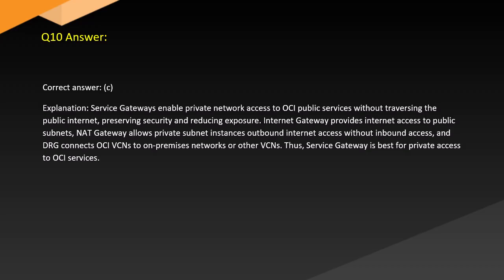Answer. Correct answer, C. Explanation. Service gateways enable private network access to OCI public services without traversing the public internet, preserving security and reducing exposure. Internet gateway provides internet access to public subnets. NAT gateway allows private subnet instances outbound internet access without inbound access. DRG connects VCNs to on-premises networks or other VCNs. Thus, service gateway is best for private access to OCI services.